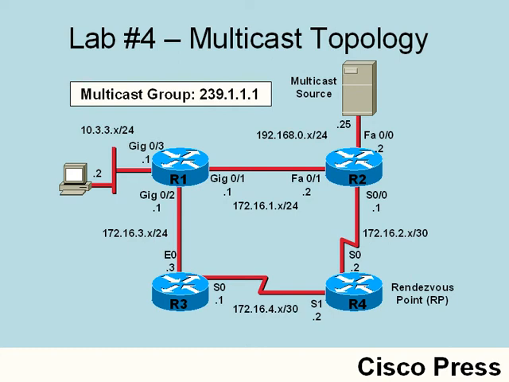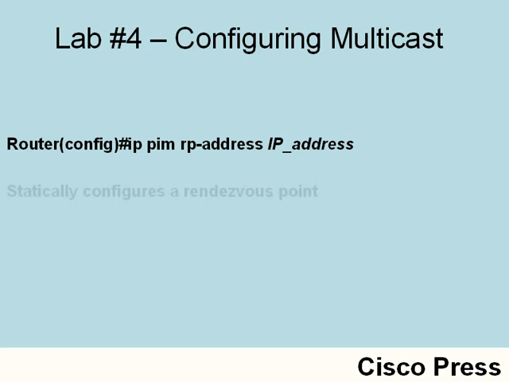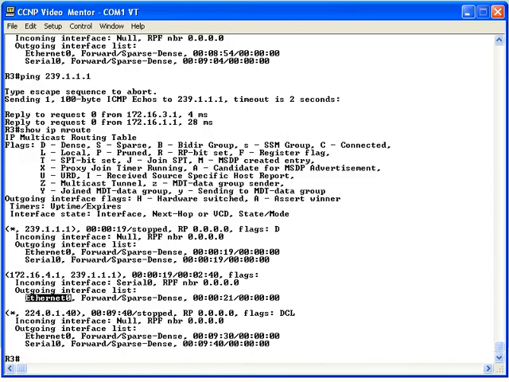Let's go out and see the syntax that we're going to use to set this up. We're going to say, in global configuration mode, IP PIM RP-address followed by the IP address. This is an IP address on router R4 because it's going to be acting as our rendezvous point. Let's go back out and take another look at how to set this up. Let's go over to router R1 so that we can point it statically to a rendezvous point.